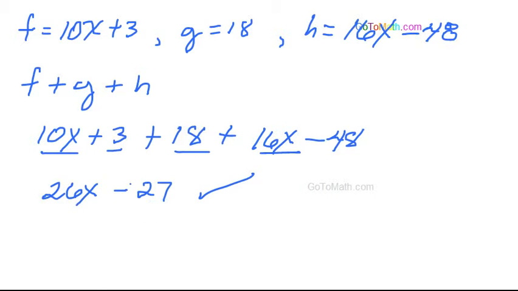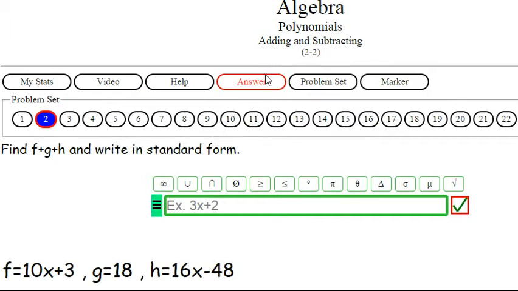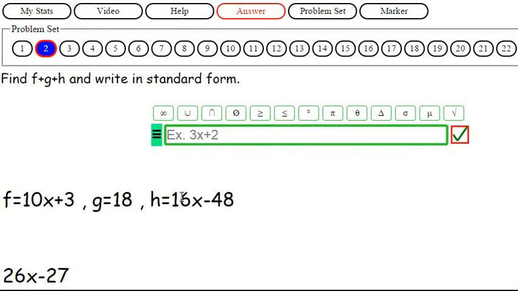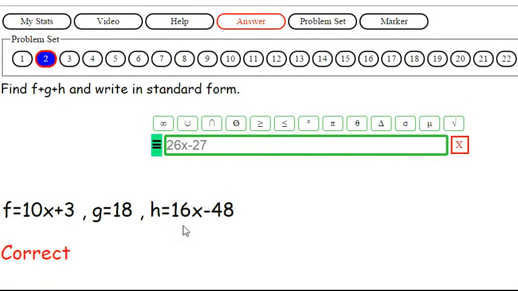26x minus 27. And let's go in here and make sure this is all good. That's programmed correctly. Correct. Alright.